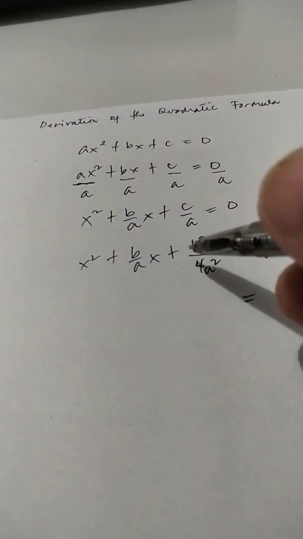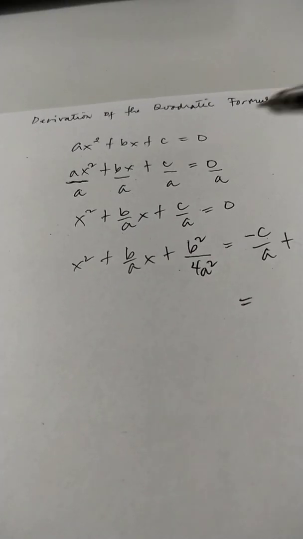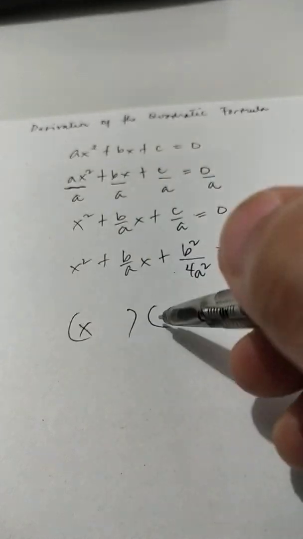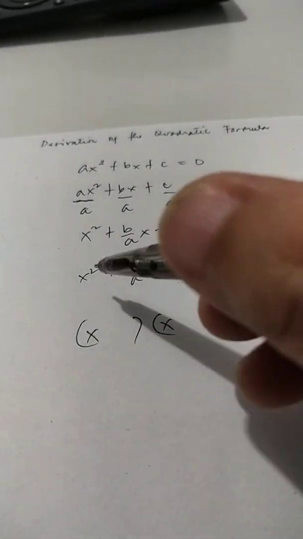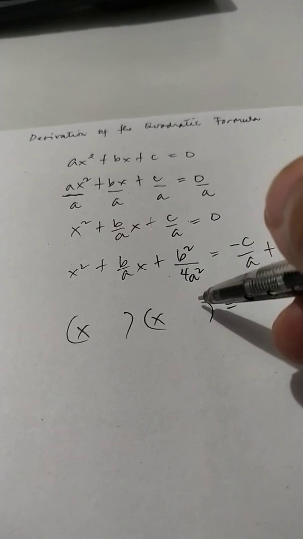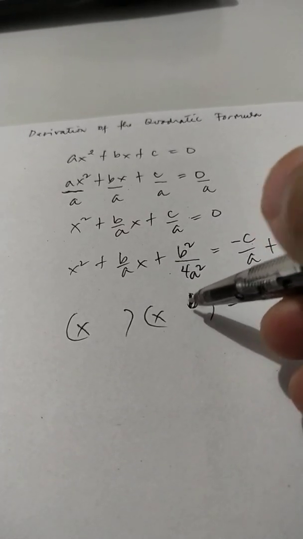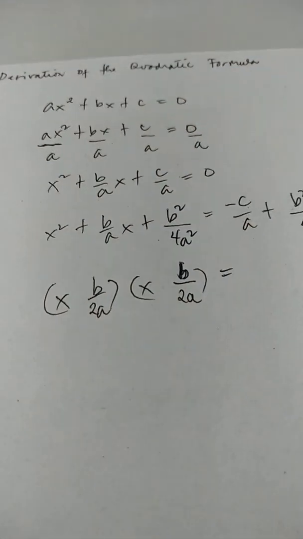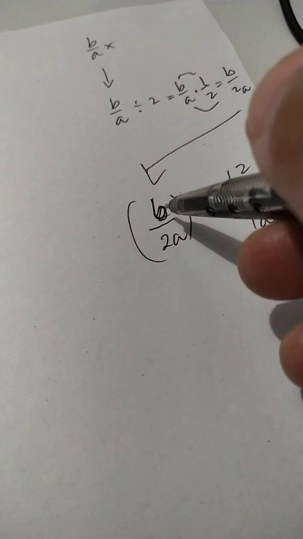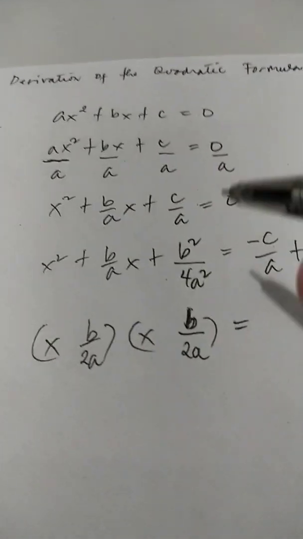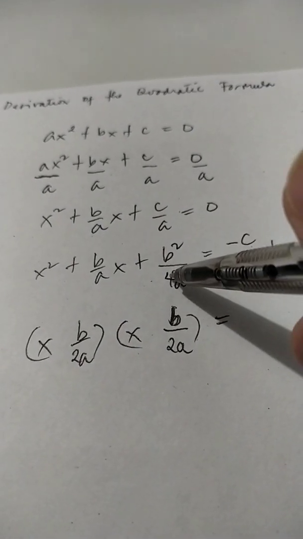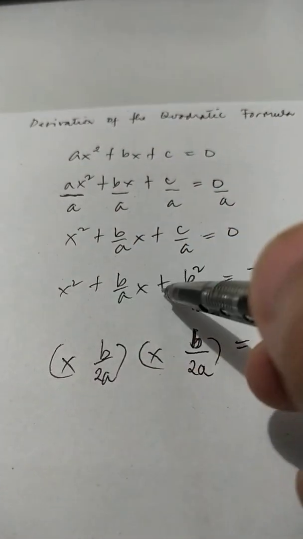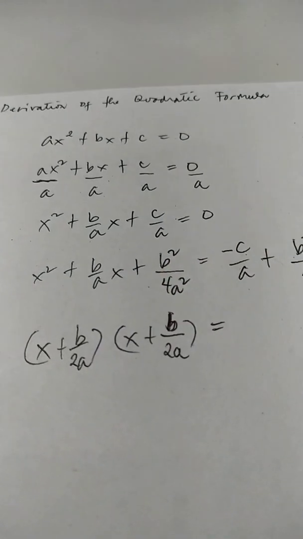Now, this is a perfect square trinomial that is factorable. So, we have x times x. To check, x times x, we have x squared. In here, we have b over 2a. Where did we get it? From this one, b over 2a, or simply, it is the square root of b squared and the square root of 4a squared. So, the sign, we have positive and positive. So, this one is positive.